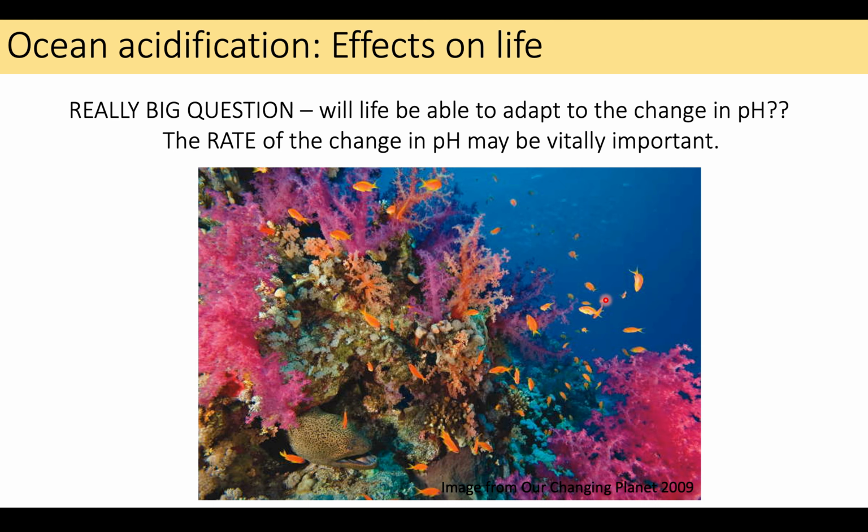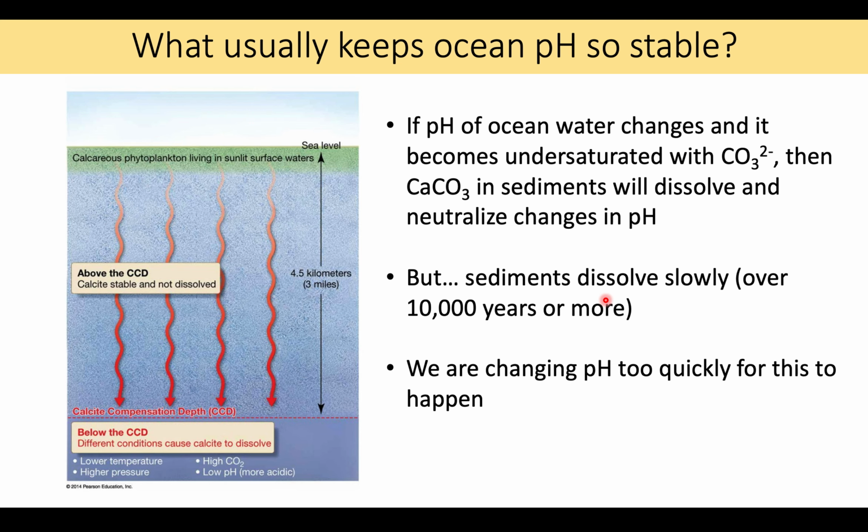So the real question with ocean acidification, and where a lot of the uncertainty lies, is: will life in the oceans be able to adapt? Will life adapt to the change in pH? One of the main problems is that the rate of change is what's important. We are changing the pH of the ocean incredibly quickly. So the question begs, will the organisms be able to change quickly enough that they will survive this change in pH in our oceans?